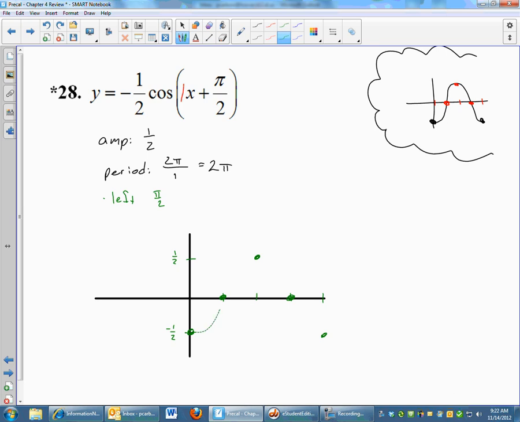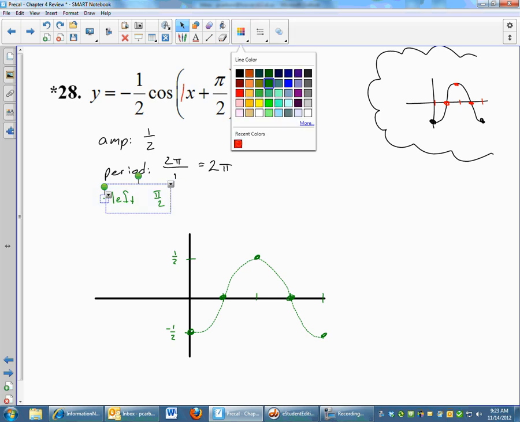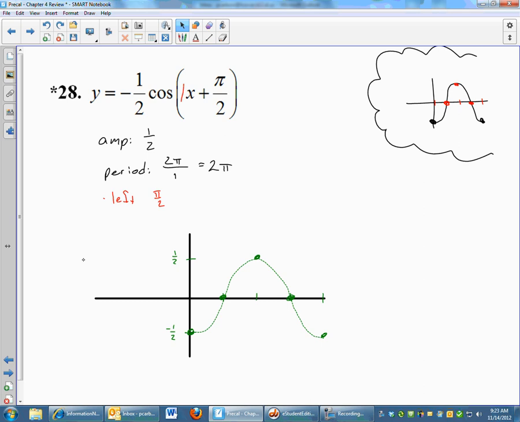What I'm graphing right here is my graph of cosine, except I did not factor in the shift left pi over 2. That shift left has not been taken into account. I swear I just turned that red. Did I not? Let's do, there, okay. So I have not shifted yet. I'm going to wait and do that at the end.